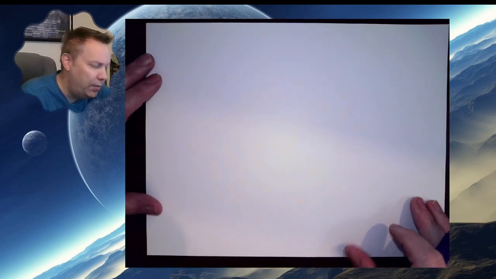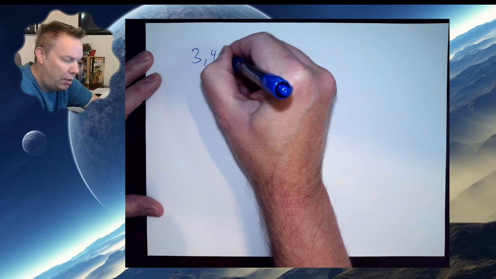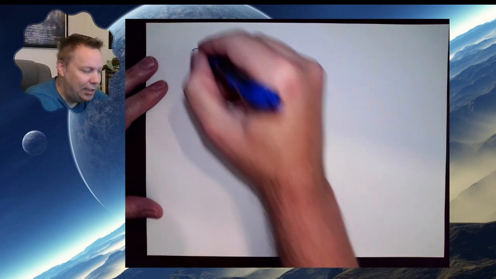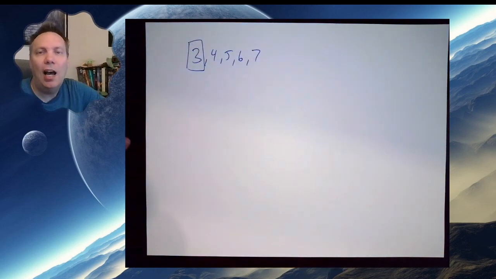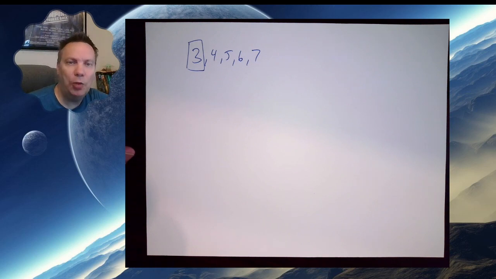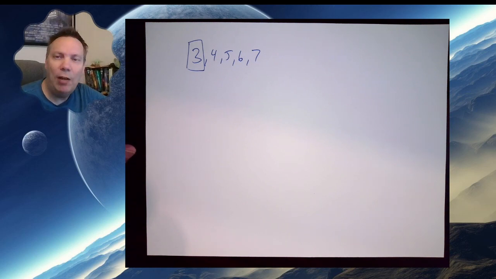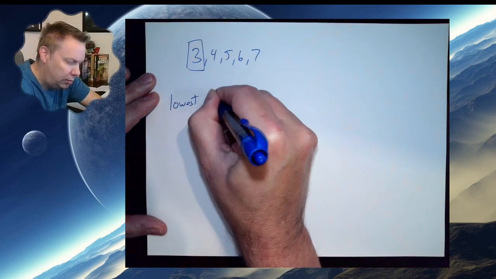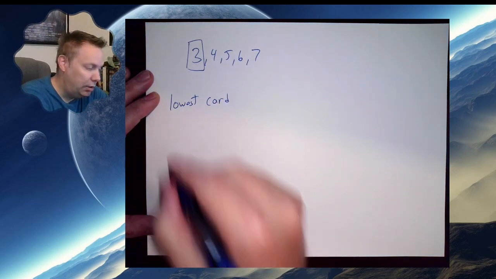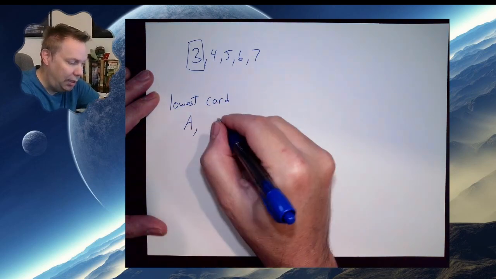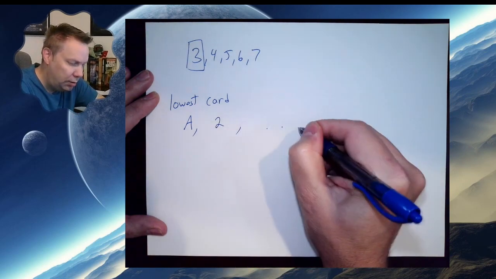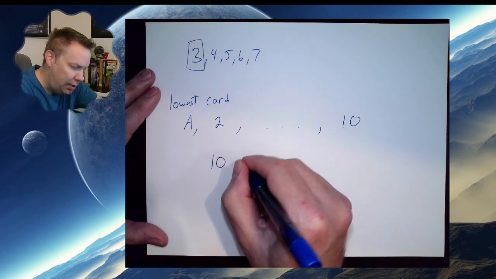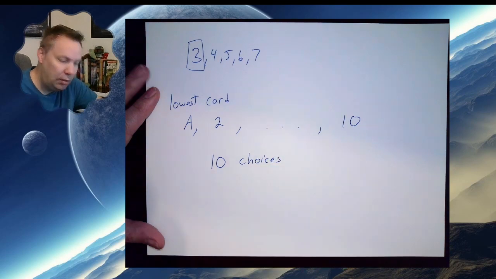Remember, a straight is 5 consecutive cards, like 3, 4, 5, 6, and 7. Now, what defines a straight? I could pick the lowest card and say, I have a 3 as my lowest card. That's going to determine my 4, 5, 6, and 7. So how many lowest cards are there? Now remember, we're talking about straights here. It could start off with an ace. It could start off with a 2. And it could go all the way up to a 10. So there are 10 choices for a low card.